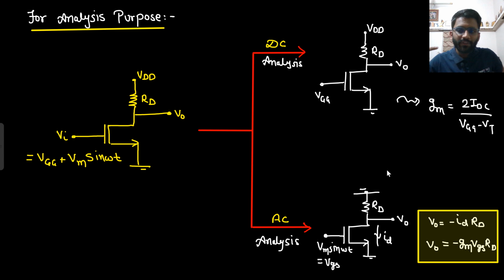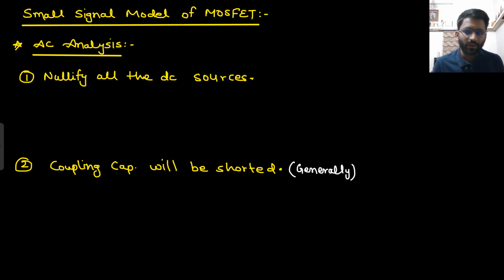Hi everyone. In the previous video, we saw the DC and AC analysis of our MOSFET amplifier. When analyzing our MOSFET amplifier, we can break it into two parts, DC analysis and AC analysis. When we are doing the DC analysis, we will not consider any AC sources. And when we are doing the AC analysis, we will not consider any DC sources. That's it.